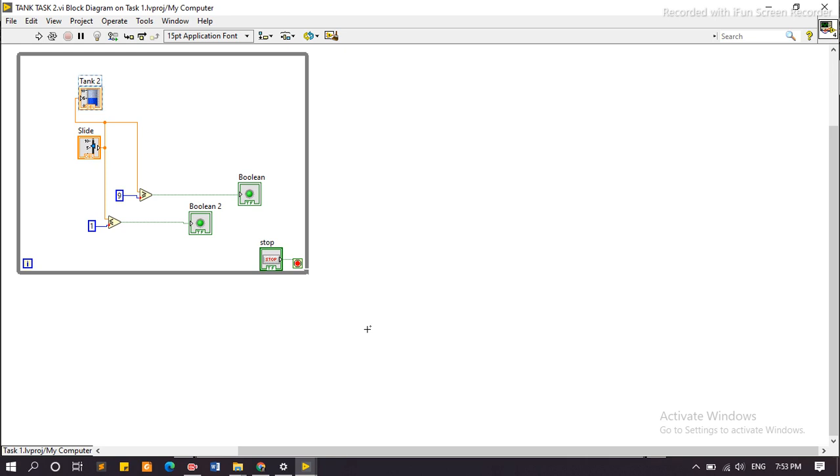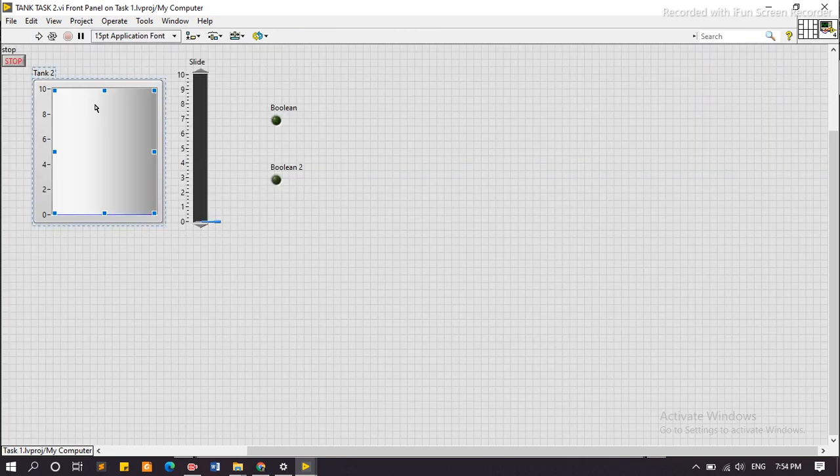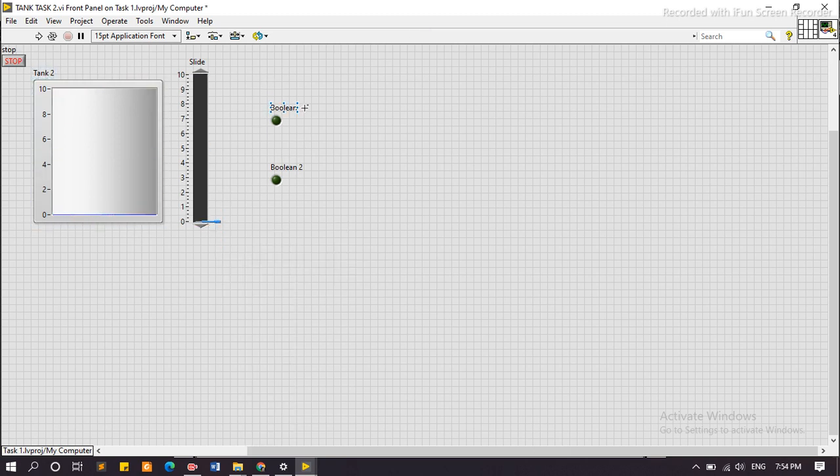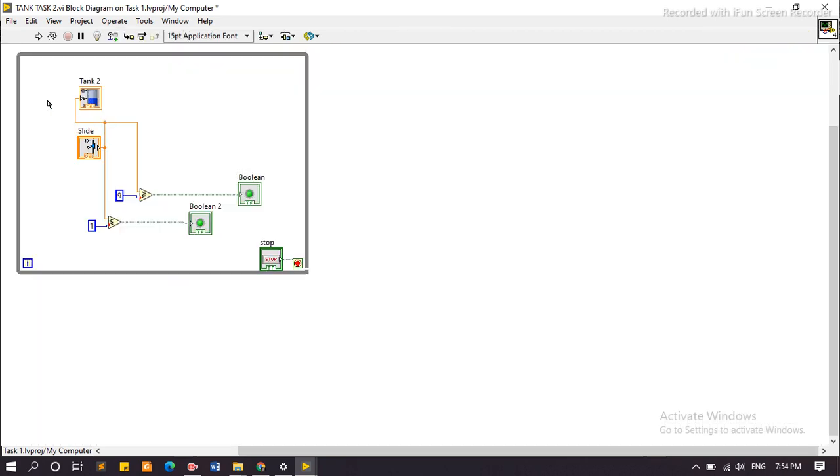Our next task is the water tank water level indicator. Here we select the simple water level indicator, the water tank, and this is the water level indicator. This boolean shows the upper level limit, and this shows the lower level limit. Now we go to the block diagram of this.